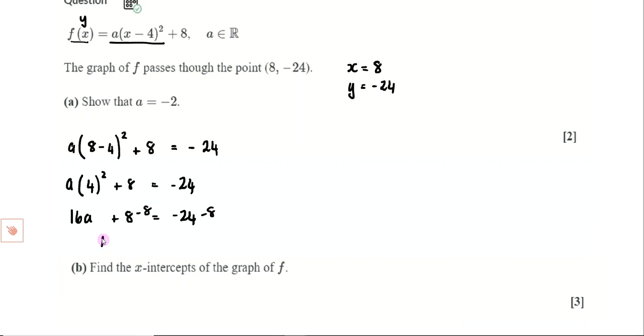Subtract the 8. That gives me 16a is equal to, I'm at negative 24 and I'm going to subtract another 8. It's going to go even more negative, and it's going to be negative 32, right? So just to start again, 16a is negative 32. What's the next step? Divide both sides by 16. I get 1a must equal negative 32 divided by 16. Just happens to be negative 2.